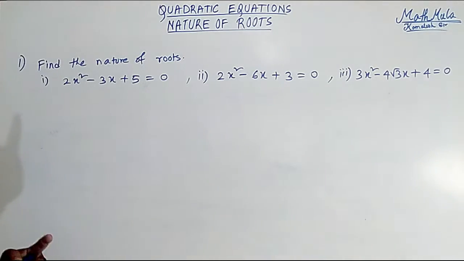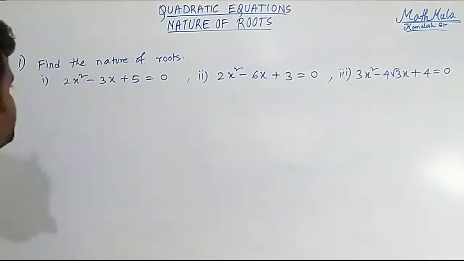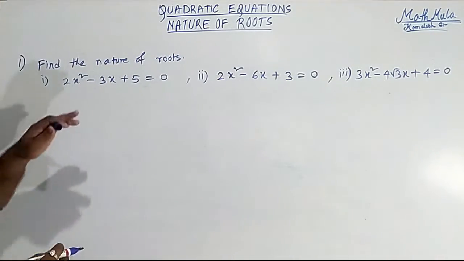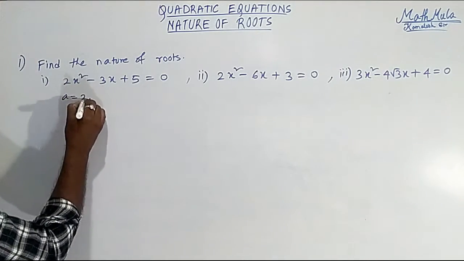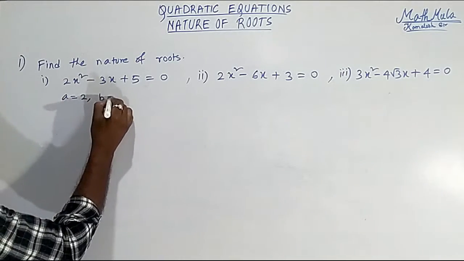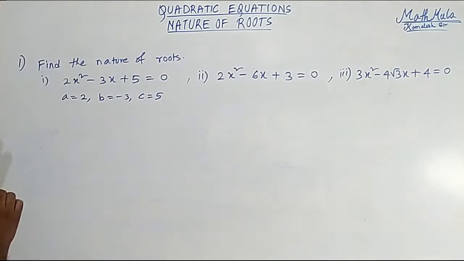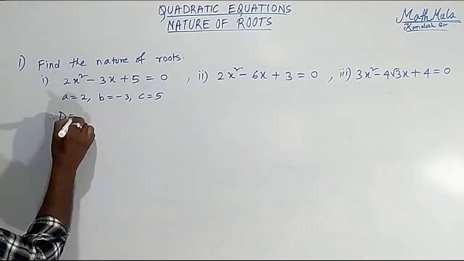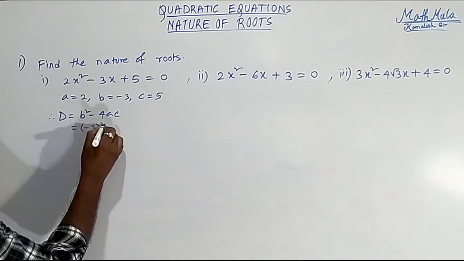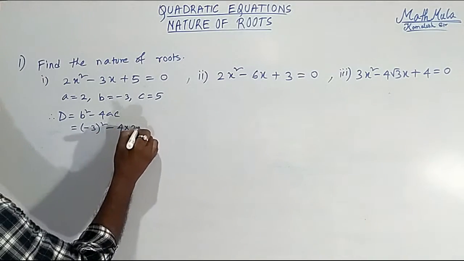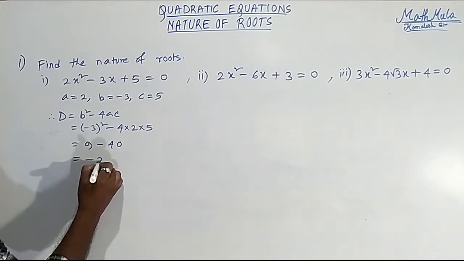For finding the nature of roots, first we find the discriminant of these equations. For the first equation, if we compare it with the general form, then we get a equals to the coefficient of x square, that is 2, b equals to the coefficient of x, that is minus 3, and c equals to the constant term 5. Then the discriminant D is equals to b square minus 4ac. This is equals to minus 3 whole square minus 4 into 2 into 5, that is 9 minus 40, which is equals to minus 31.